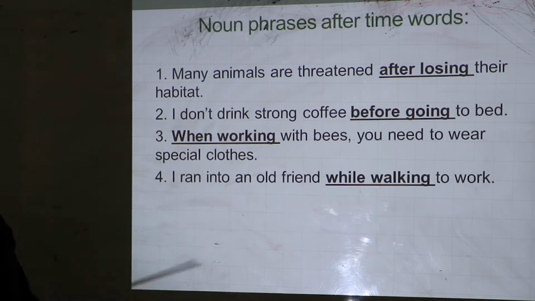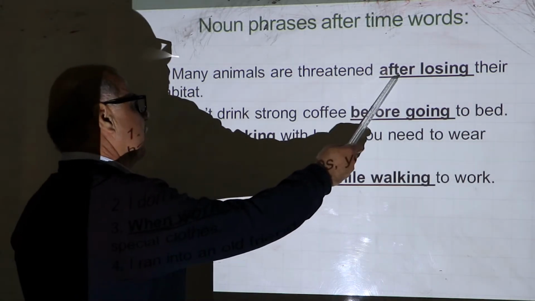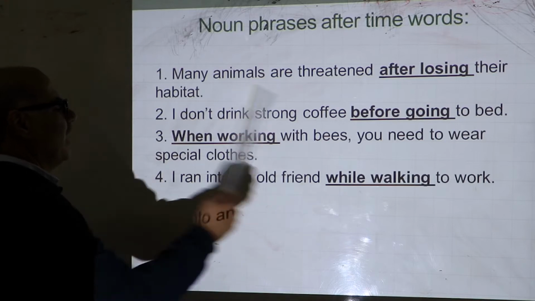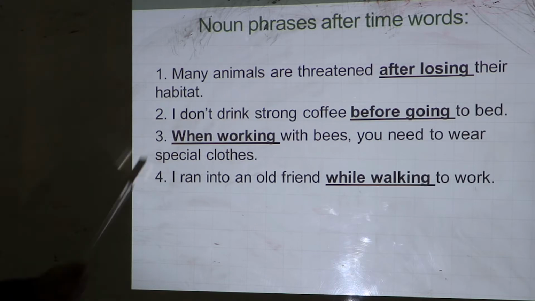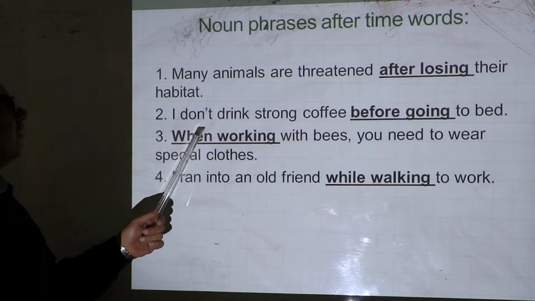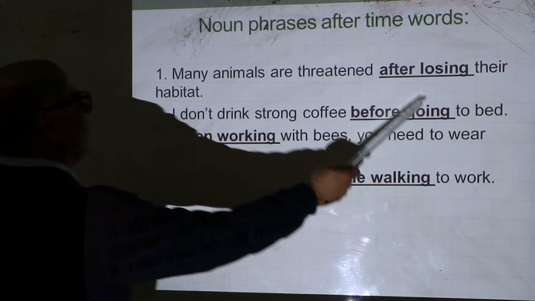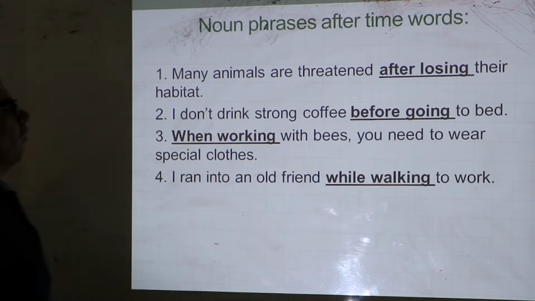Now, if you look at these 4 sentences, each one has a time word. Number 1, after. Number 2, before. Number 3, when. Number 4, while. And all these 4 words refer to time, and they are followed by the ing form: losing, going, working, and walking.